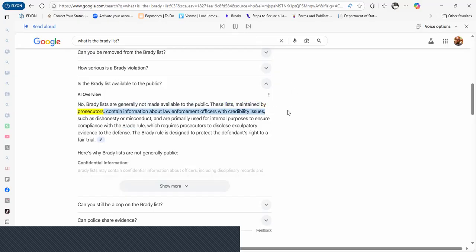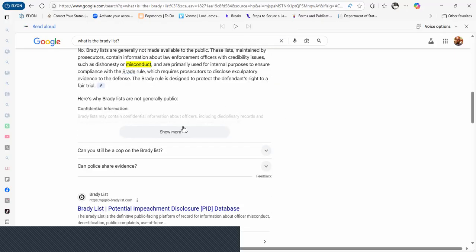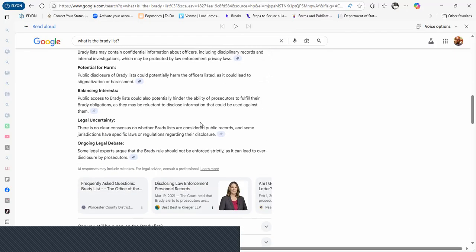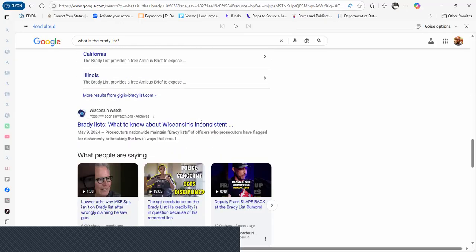Lists, maintained by prosecutors, contain information about law enforcement officers with credibility issues, such as dishonesty or misconduct. Et cetera, et cetera. Okay. So let's see what else.